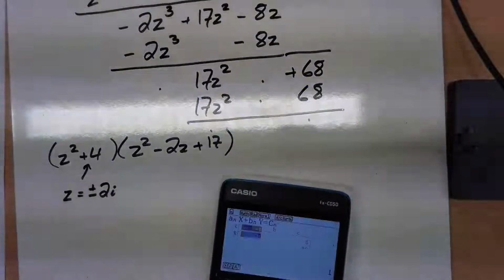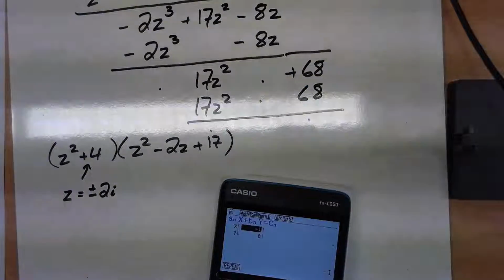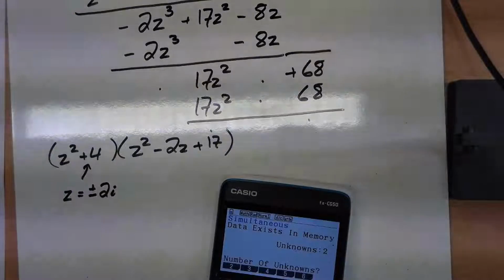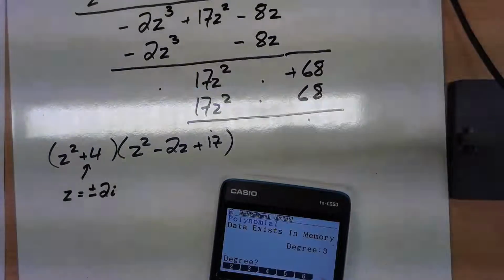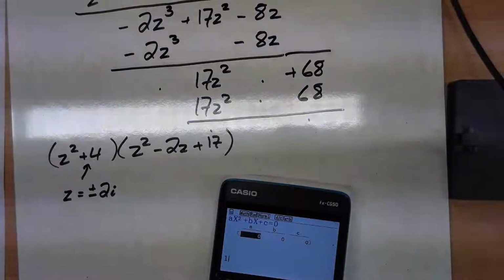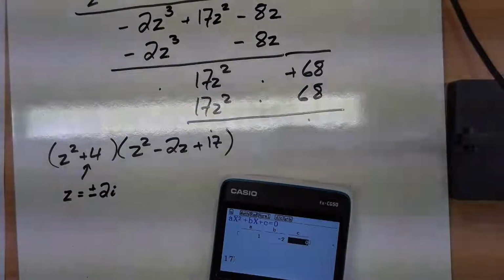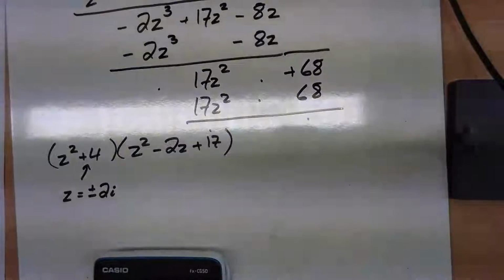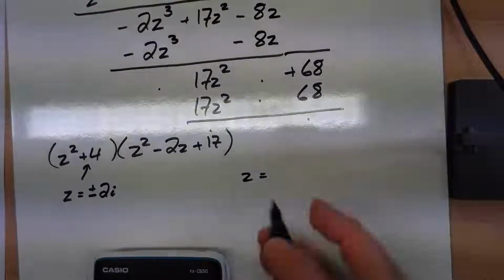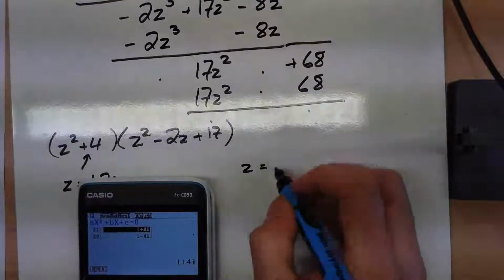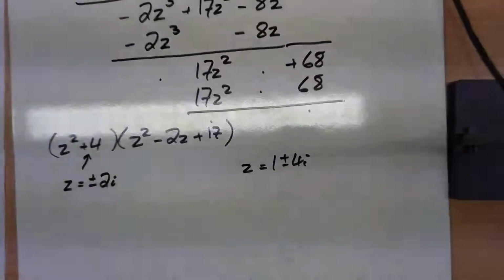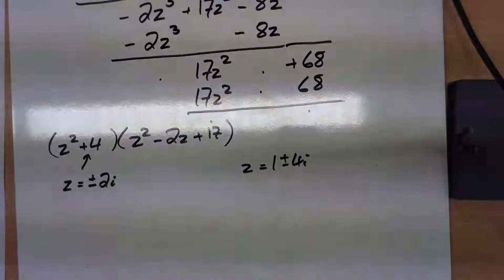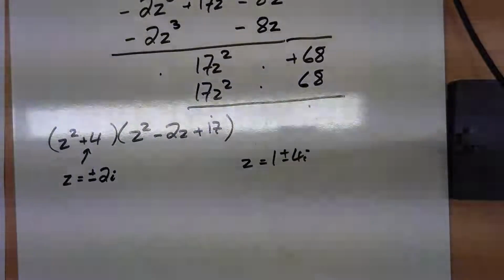Oh, no, let's just cheat. Don't tell anybody I cheated, but I'm fed up of doing them by now. So polynomial degree 2, and I've got 1, minus 2, and 17. So in your working, you show yourself doing minus b plus or minus, and don't tell them that I couldn't be bothered to do it. So there we've got 1 plus 4i.